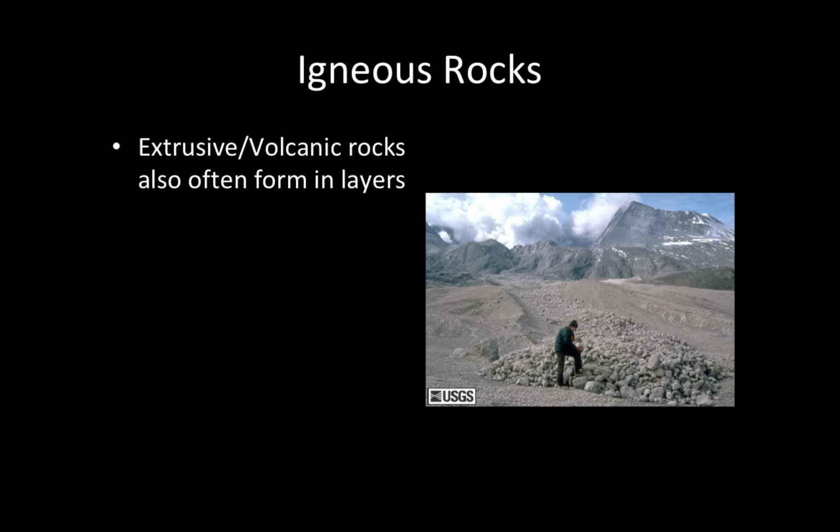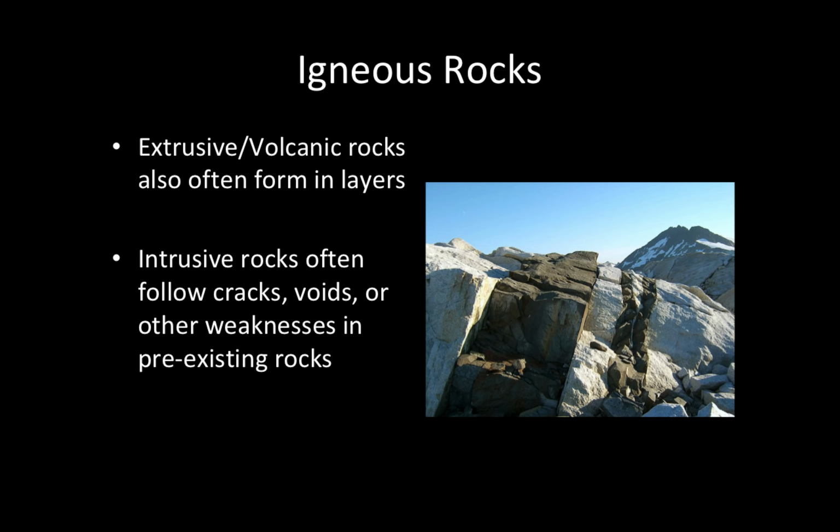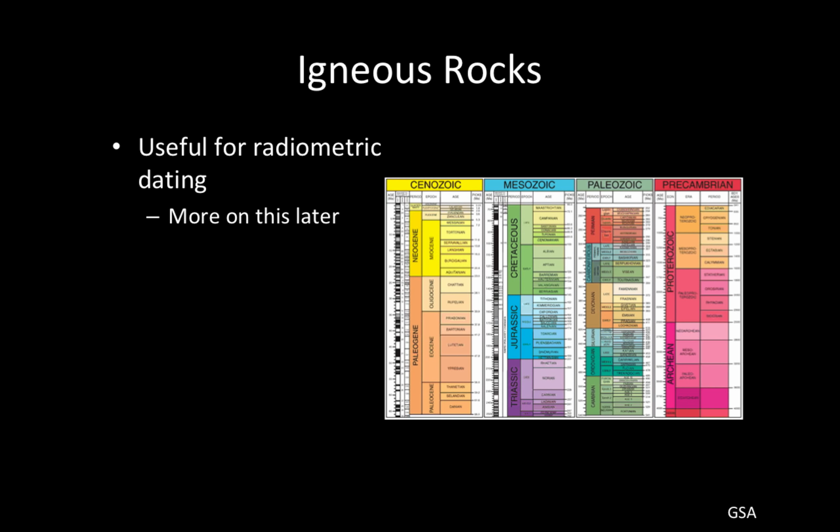So we already know what extrusive means, right? Formed outside the magma chamber, so it should be fine-grained. Volcanic rocks can also form in these layers. And here we have an example of a sill, right? So stuff being injected. Oh, sorry, that's a dike. It's happening at an angle. Intrusive rocks can follow cracks and voids, and they can force themselves in. They can do this to sedimentary rocks too. And this is important for very good reasons. We can use this for absolute dating, otherwise known as radiometric dating, and we'll talk about that later.